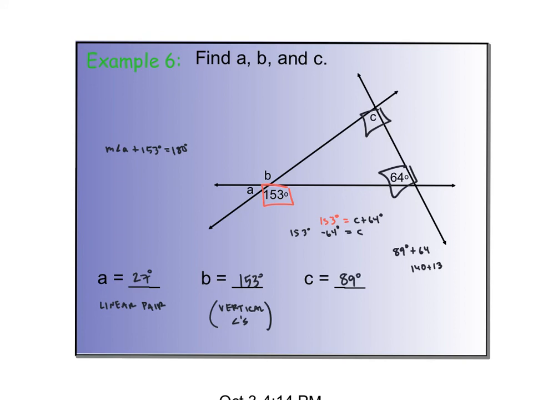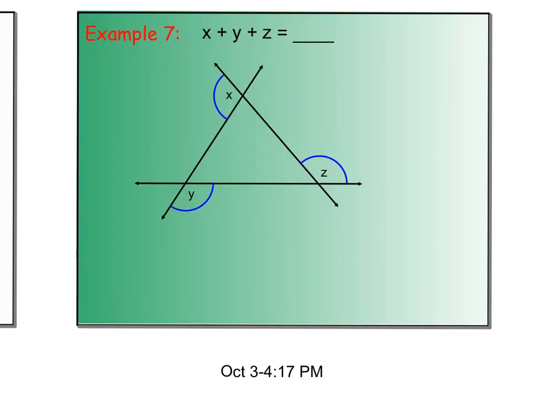Okay, let's look at one more example, and that'll be it for this lesson. Okay, very interesting example here. To find x and y and z. So I'm not just trying to find x, y, and z. I'm also trying to find their sum, okay? So what you'll notice here is that x, y, and z actually have the same measure. Then that means that their supplement, right, linear pair here, would also have the same measure.